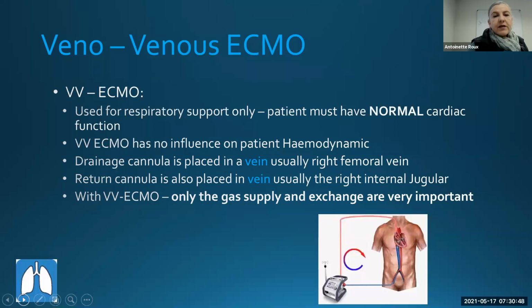Then the drainage cannula is placed in a vein, and the return one will also be in a vein. Okay. And like I said, it's gas supply dependent. Okay.